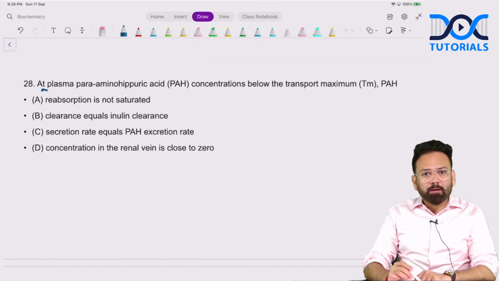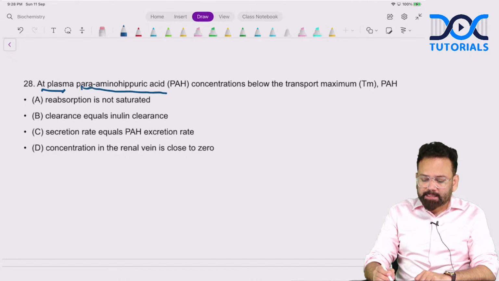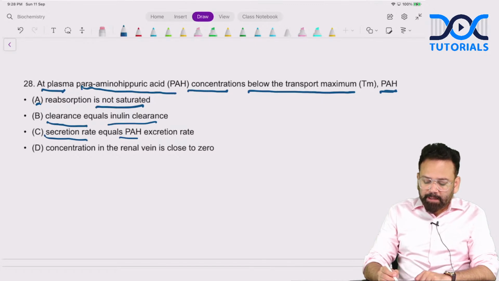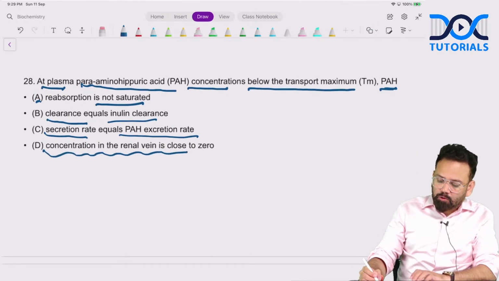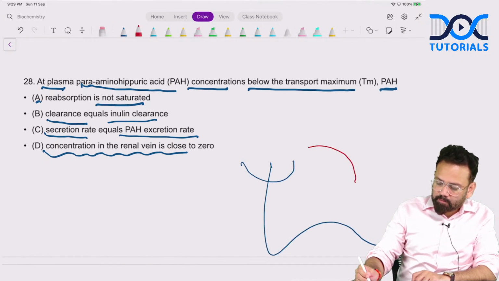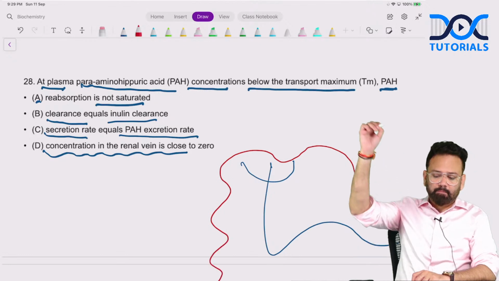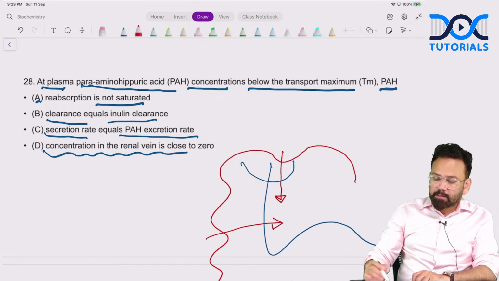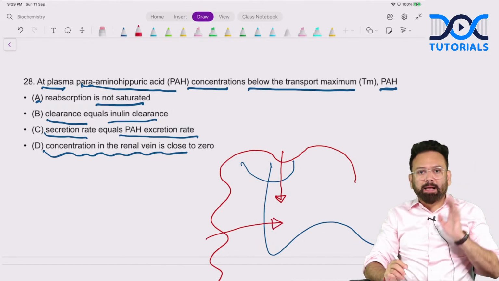At plasma para-aminohippuric acid concentration below the transport maximum, PAH reabsorption is not saturated, clearance equals inulin clearance, secretion rate equals the PAH secretion, and concentration in the renal vein is close to 0. If you remember about PAH, which I have discussed in so many classes, it is fully filtered and fully secreted if it is below transport maximum.